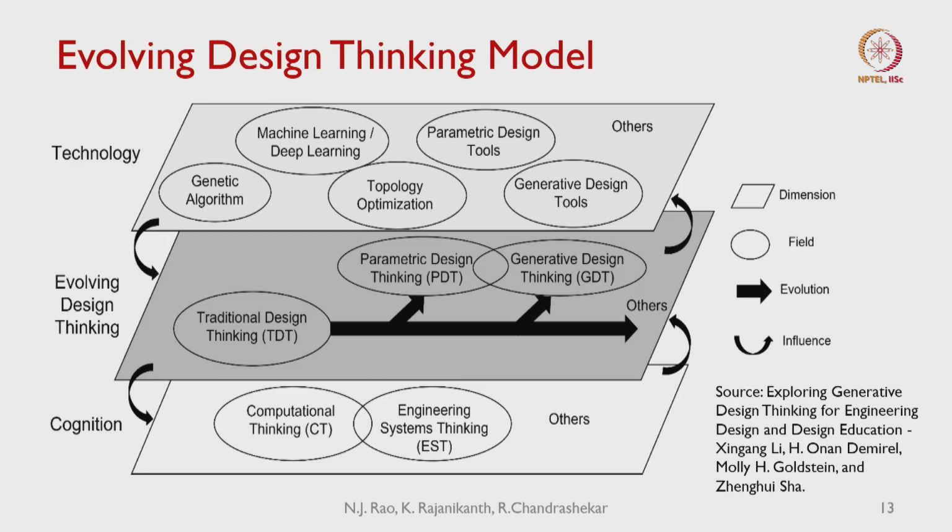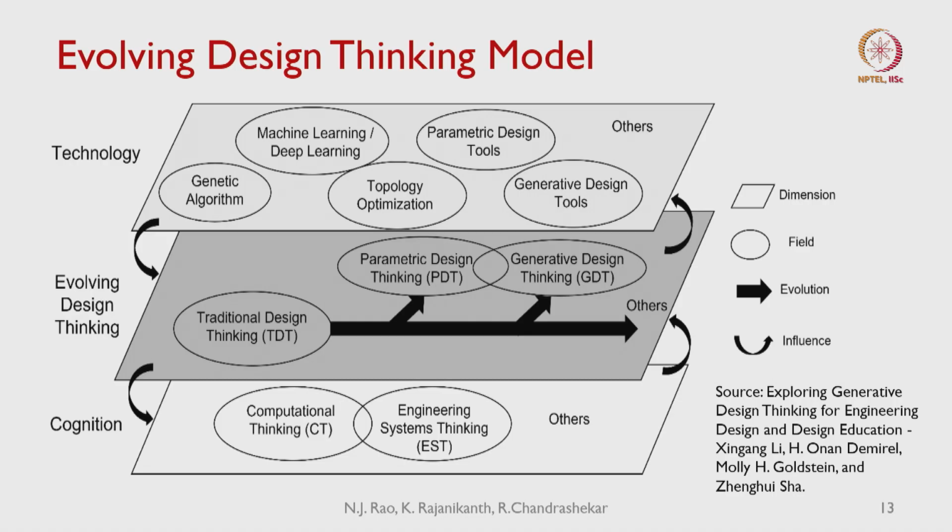Then at the bottom layer we have the theoretical developments in cognitive theories, computational thinking, engineering system thinking and many other developments. In the middle layer we have the evolving design thinking. Traditional design thinking still continues to be there and it is quite useful, but branches are emerging from that. Parametric design thinking already has become quite well established and stable. More recently, in the past maybe 5-6 years, generative design thinking also is gaining a lot of importance.